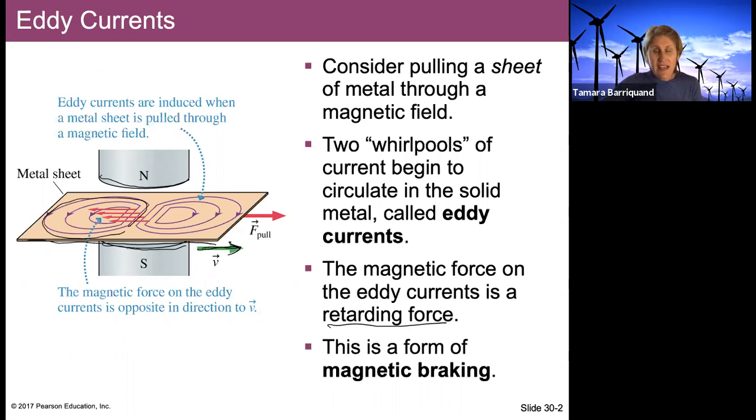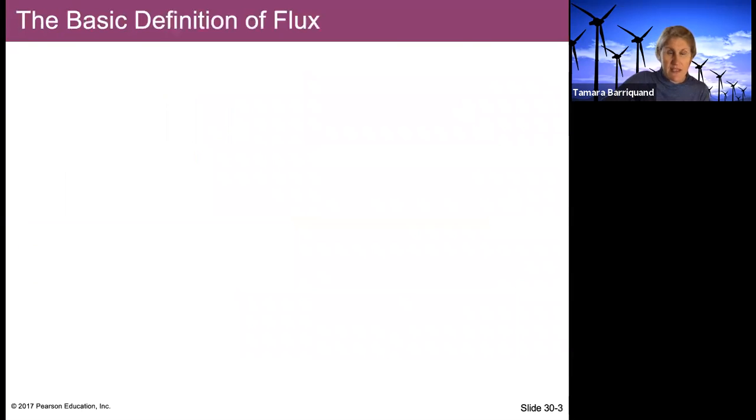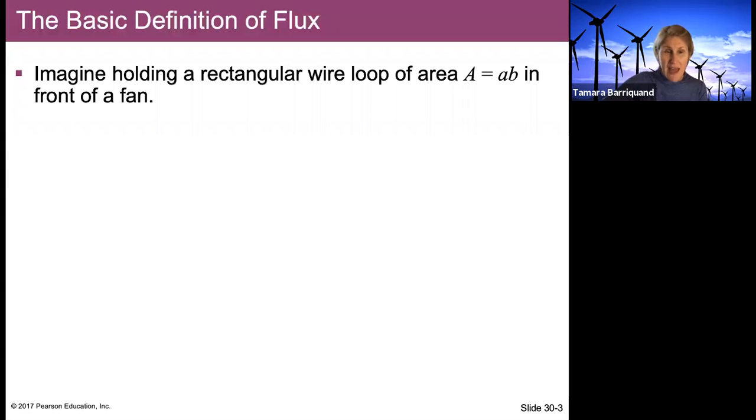So now let's look back at some ideas that we've already talked about, and that's the idea of flux. We looked at electric flux before, and now we're going to look at magnetic flux. So let's come back to our basic definition of flux. If we imagine holding a rectangular wire loop of area A equals AB in front of a fan, we picture our loop that we're holding up in front of our fan.